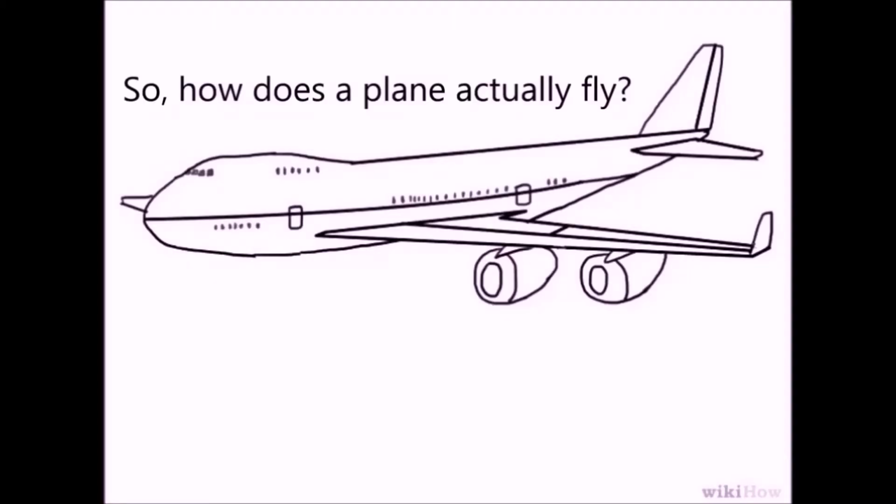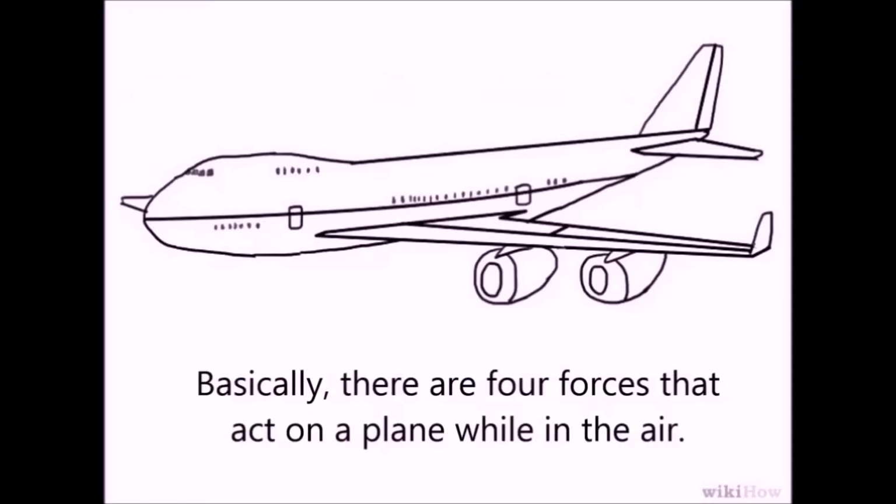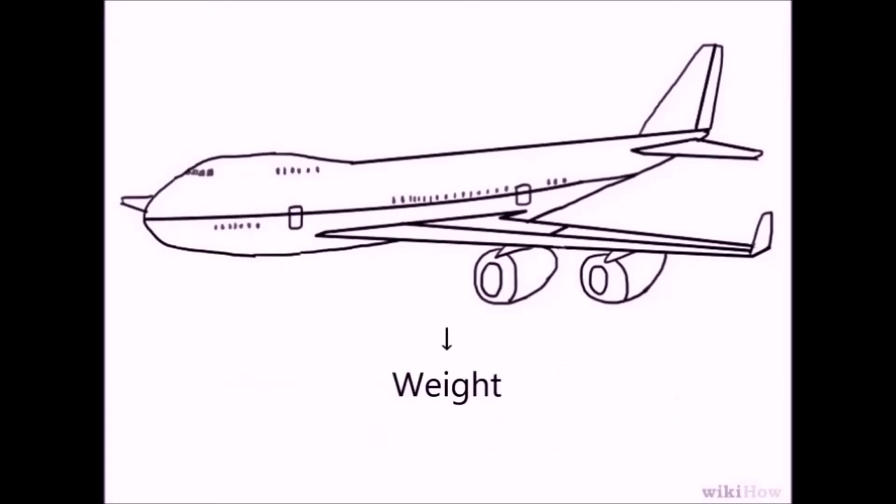So, how does a plane actually fly? Basically, there are four forces that act on a plane while in the air. The first force that acts on the plane is obviously its weight. This force points downward in our free body diagram. The force that counteracts the weight is called lift. This force plays a big role in the reason behind why planes can fly in the air.